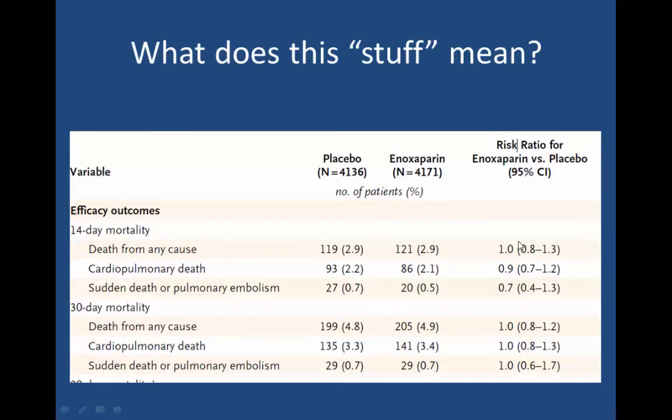What does a risk ratio of 1 mean? Well, just like we interpreted odds ratios, because it's a ratio, the value of no effect is 1. So a risk ratio of 1 would mean there is no difference, for the outcome of death from any cause, between the treatment group and the control group. What does a value of 0.9 mean? Well, I can look at the numbers and kind of tell. Can you see that this one's lower than this one? It meant that the risk of cardiopulmonary death was 1% lower in the treatment group compared to the control group.